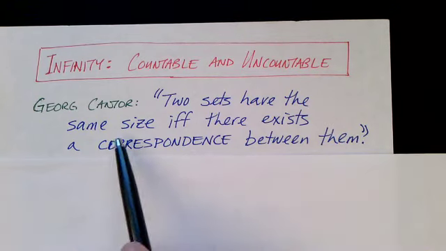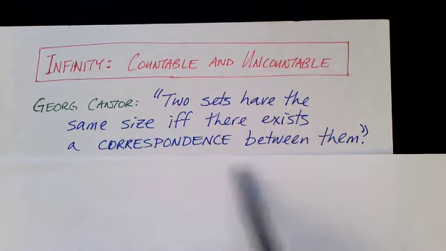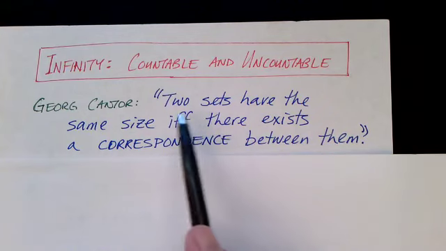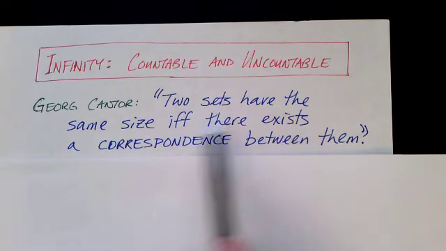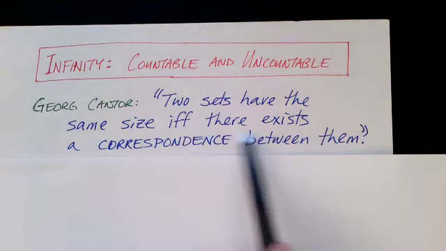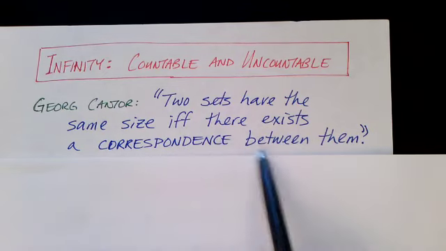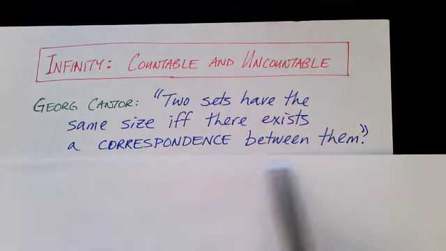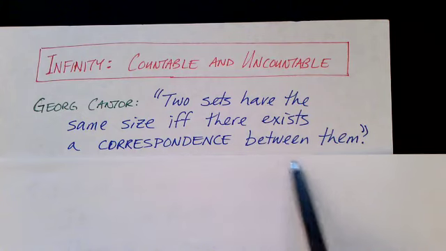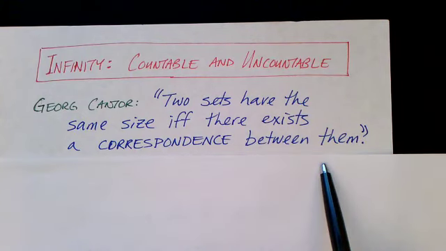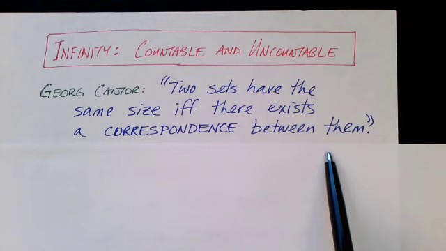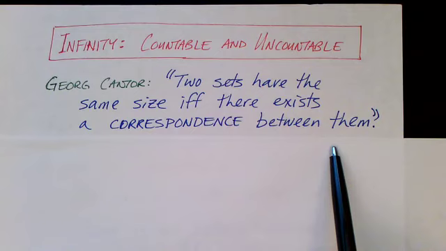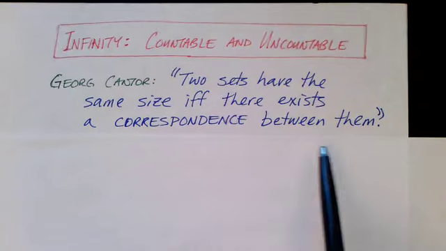Georg Cantor came up with this very useful idea, which is to say that two sets are said to have the same size if and only if there exists a correspondence between them. In other words, if you can find a function that is a correspondence between the two sets, then we say that those two sets have the same size. So this is really a definition of what it means for two sets that are infinite in number to have the same size.